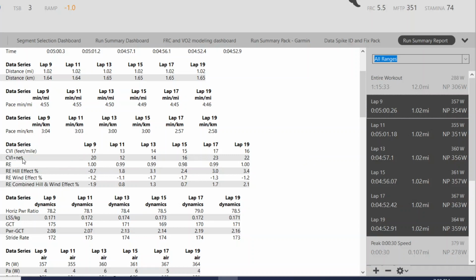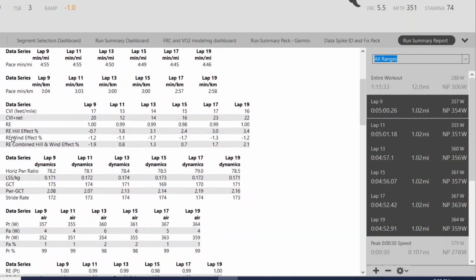Now, when you have a higher CVI, and in particular a higher CVI plus net, it's going to have the effect of lowering running effectiveness. So this allows me to interpret running effectiveness. All right, so theoretically, you expect it to be the same all the way across if the intensity is about the same. But here we have various hill factors, and you can see this estimates the effect of hills on running effectiveness. So a percent of minus 0.7%.